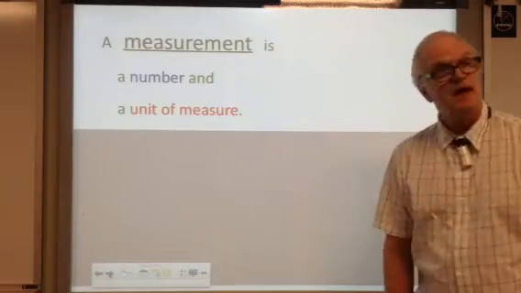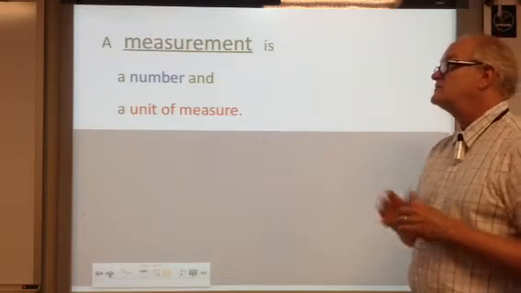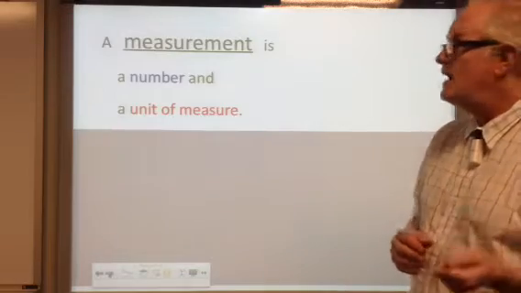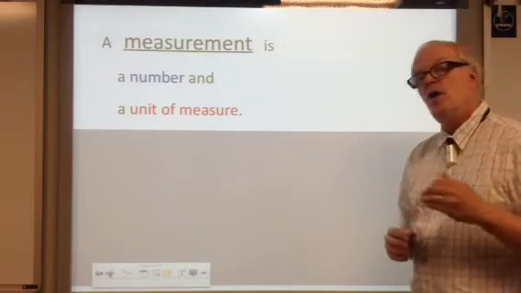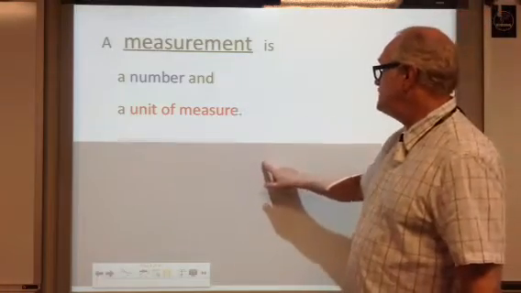What's a measurement? The definition of a measurement is a pretty simple thing, and here it is right here. A measurement is just a number and a unit of measure. Or you might say it's a number and some kind of label. So here are some examples.